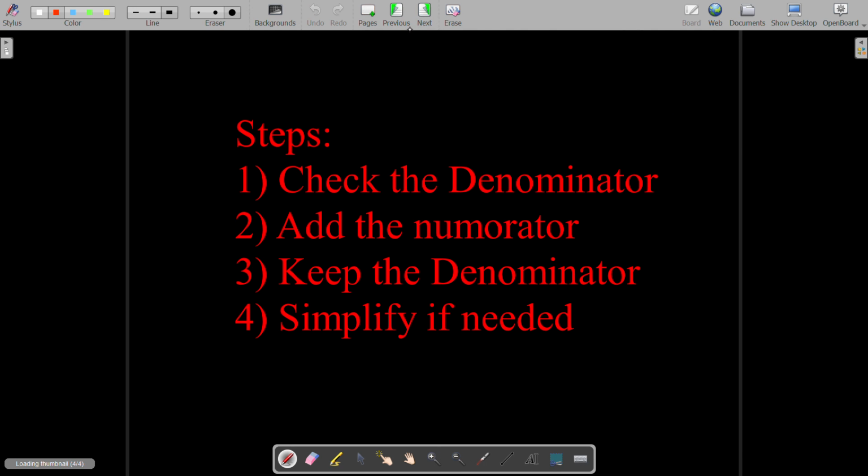Now, just to recap, to add fractions with the same denominator, step 1, check the denominator. Step 2, add the numerator. Step 3, keep the denominator. And 4, simplify if needed. These steps will help you add fractions with the same denominator.